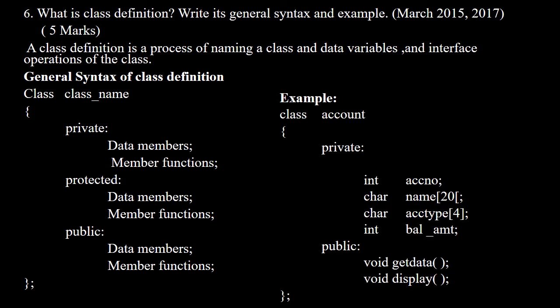Then write an example, that is class account, private access specifier, write all the data members of it, and public access specifier, member functions that are getData and display.